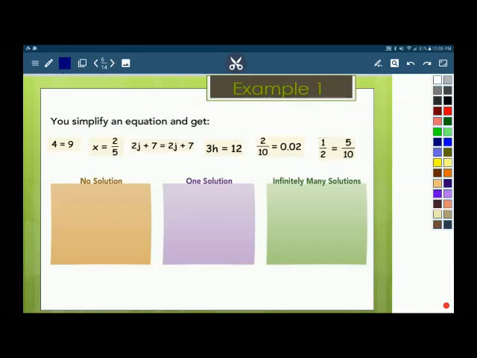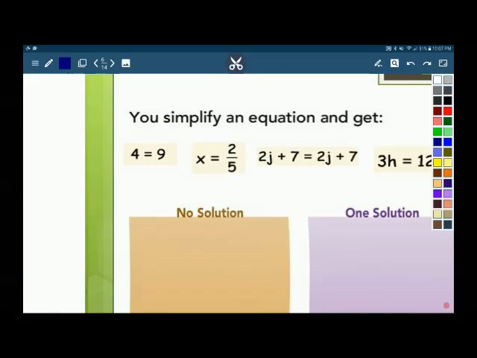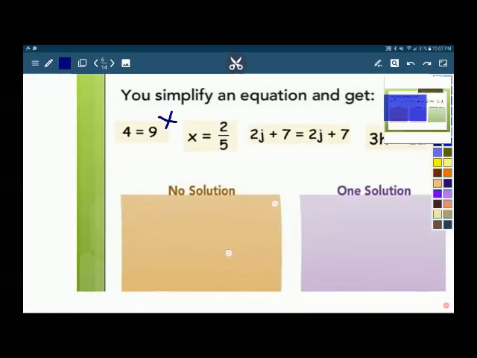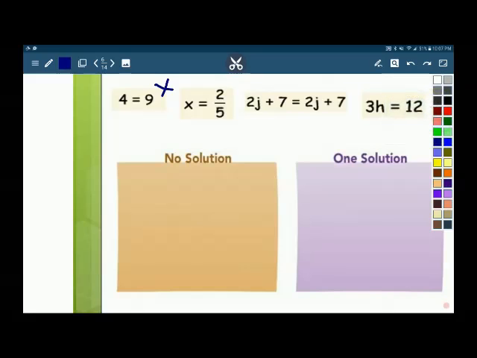So let's take a look at the first example. Either we'll have to simplify or just look at the structure of what's going on here to determine if there is one solution, no solutions, or infinitely many solutions. Now, let's take a look at this first one over on the far left. 4 equals 9. 4 definitely does not equal 9. That is a false statement. Okay, so since there's no variable involved, that seems like what we would get at the end of trying to solve for an equation. That would be under no solution. So I'm going to put that example under no solution.